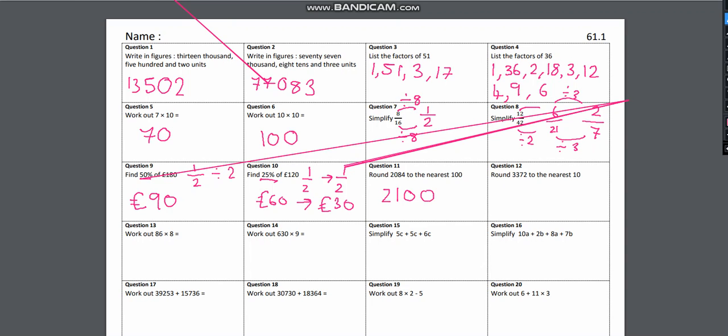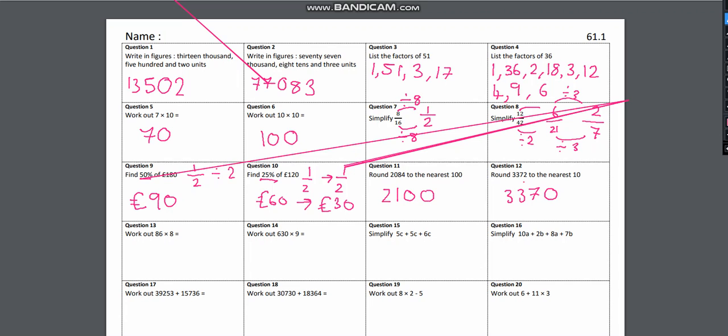Now this one says round 3,372 to the nearest 10. So in my 10 column, I've got a 7. Okay, so I've got 3,300 and then I want to round it to the nearest 10, which has a 7 in. Now if the number after it is below 5, I'm going to keep it as a 7. If it's above it, I'm going to put it up to an 8. But a 2 is below 5, so I'm going to leave it as a 7. Okay, so we'd have 3,370.